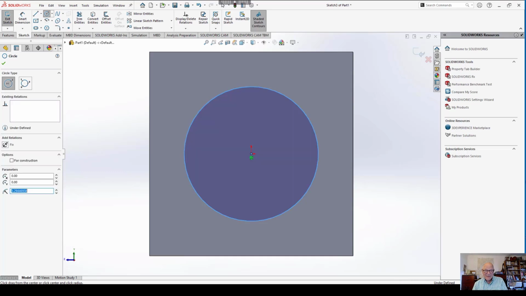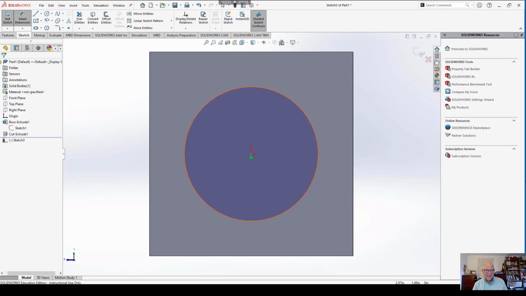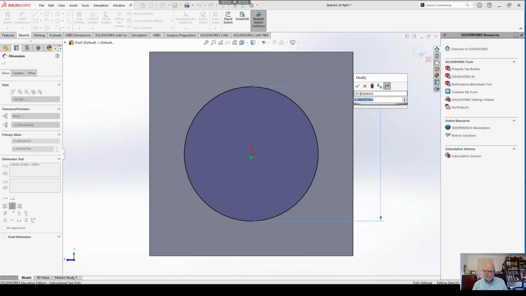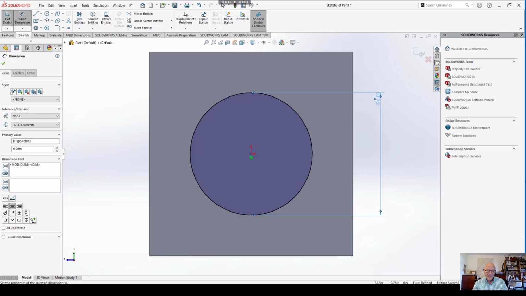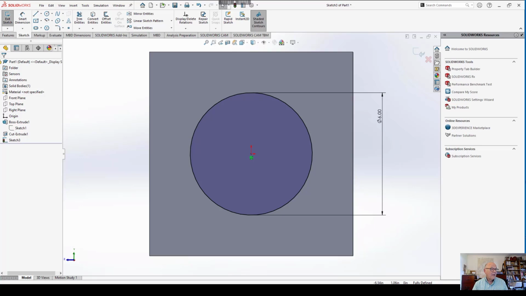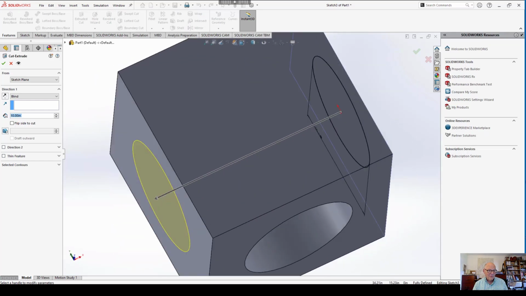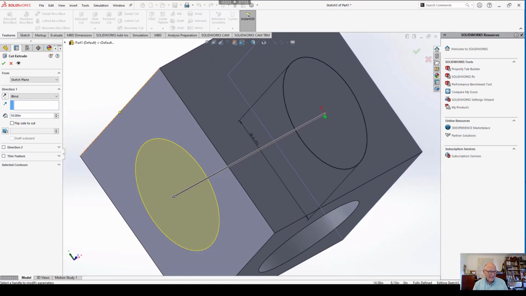And again, I don't care how far I drag it out because I'm about to go and put a dimension on it. And the dimension I put on it is going to be 6. If you look at the bottom of my screen, under defined turns to fully defined once you place a dimension on here. Now, I'll go back to Features, Extruded Boss, and now I'm going to move this around because I want it to come down to here.